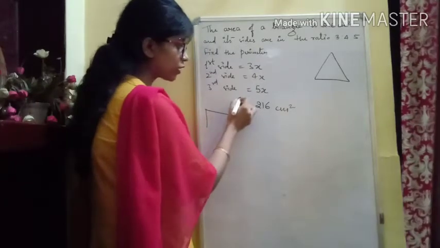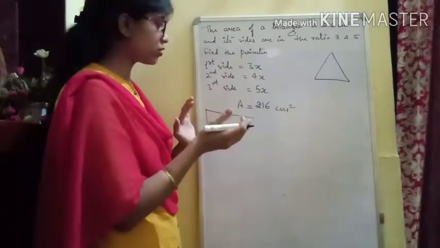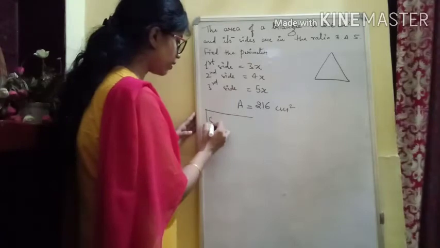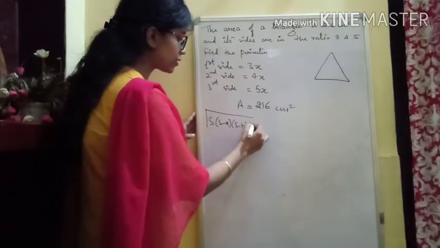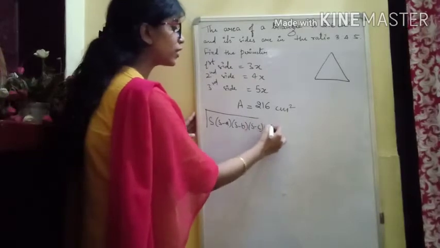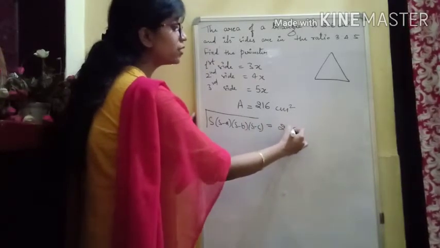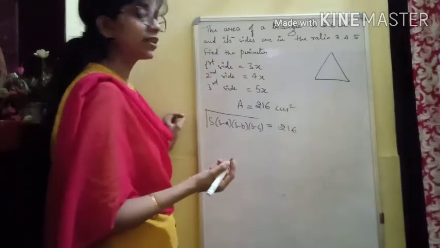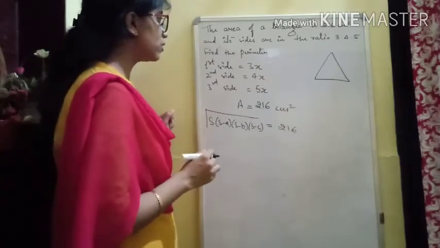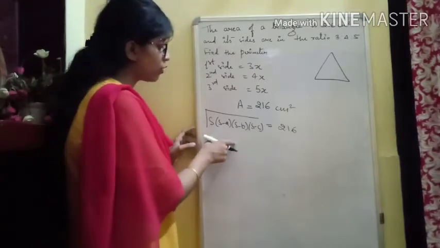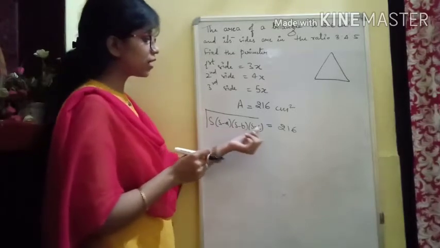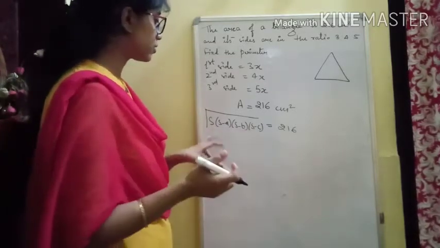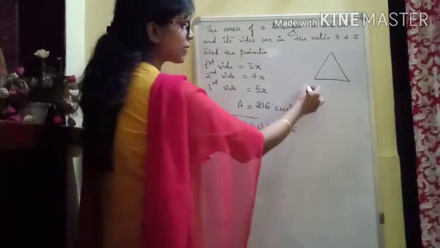To calculate this area, this time we will not write half base into height, we will apply Heron's formula, which is the square root of S(S minus A)(S minus B)(S minus C). Half base into height can only be applied when the triangle is a right angle triangle or the altitude of the triangle is given. Since S is the semi-perimeter and A, B, C are the three sides, let us calculate the semi-perimeter.